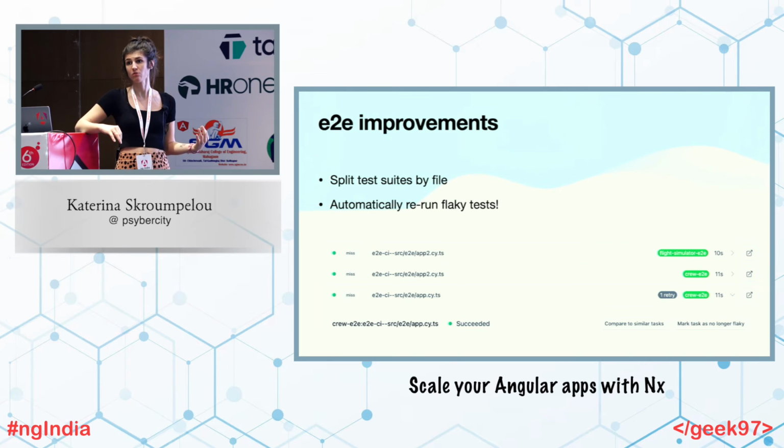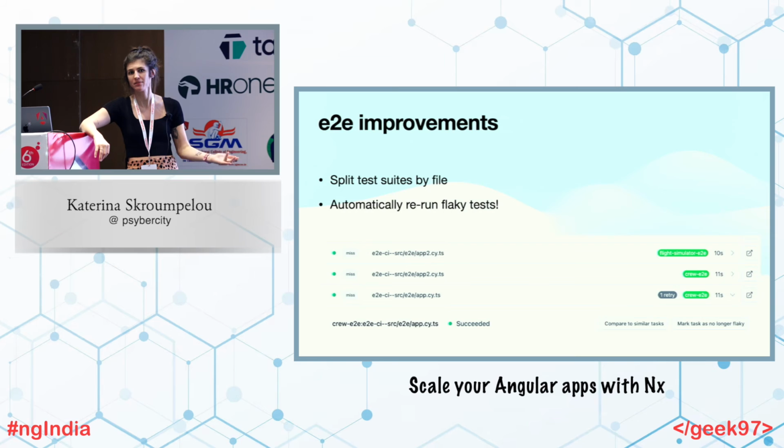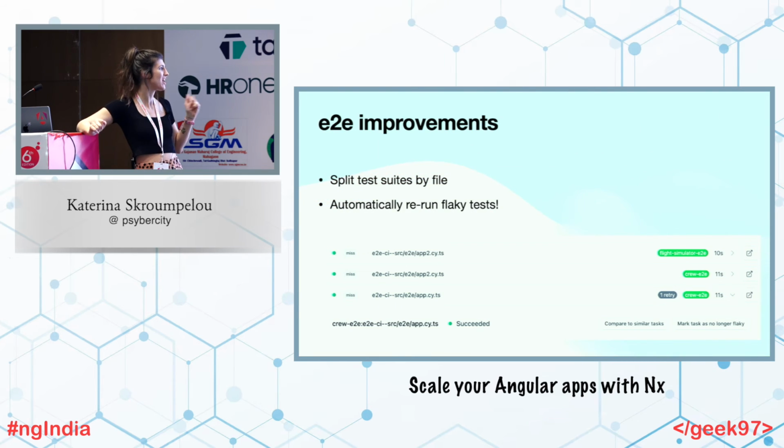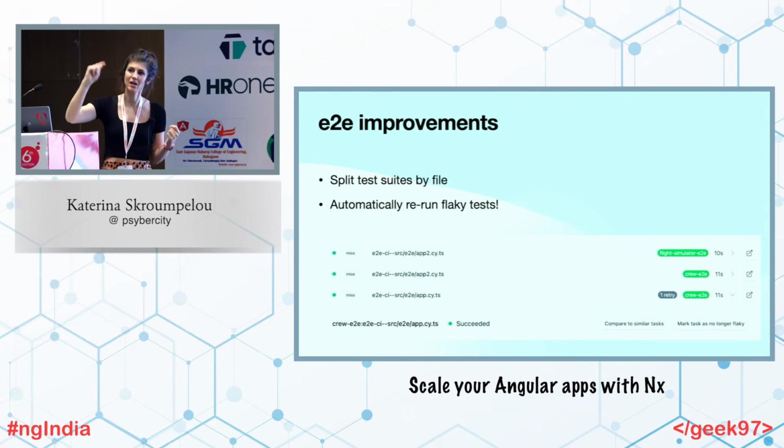Also, we all know that some E2E tests are flaky. Like you run them once, you run them again, they don't work. Right? We have all experienced that, I'm sure. NX identifies which tests get the same inputs but have different outputs, and automatically runs these tests again to make sure that you don't have to manually click and rerun them.